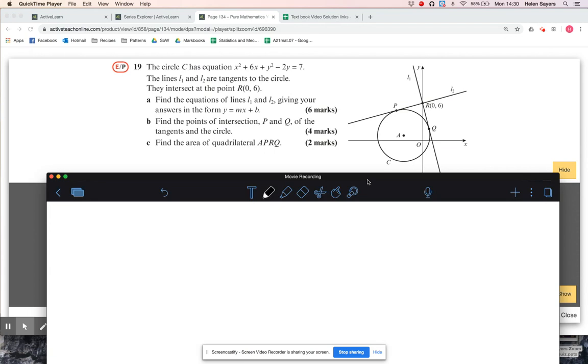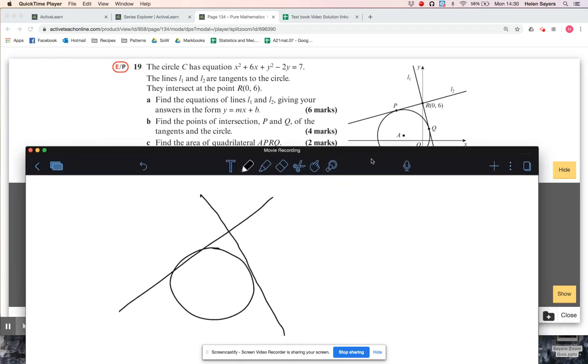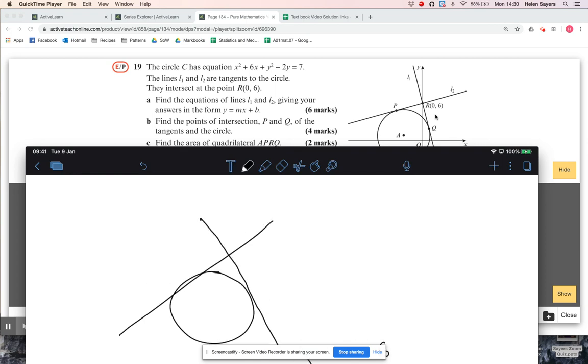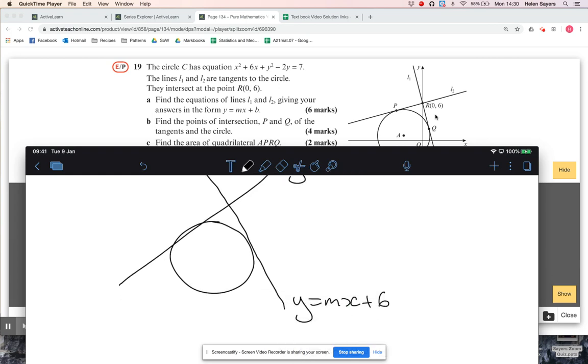Okay, so let's do our own quick sketch. It's not looking very tangenty, but that'll do. Those two tangents are both going to have equations in the form y equals mx plus c because they're straight lines. But as I know that they both go through (0, 6), they both have a y-intercept of 6. So probably for my first B1 mark, I can say they're both going to be of the form y equals mx plus 6.